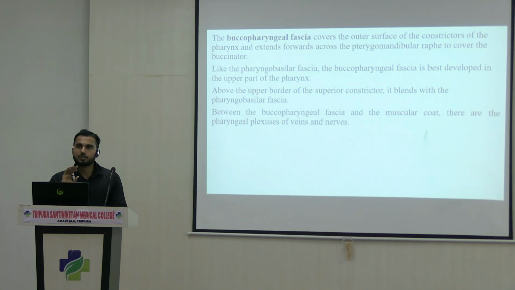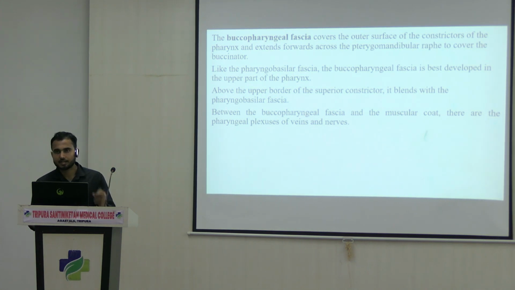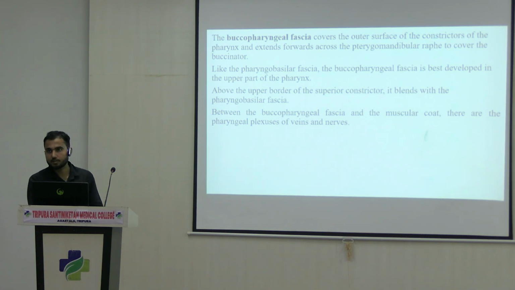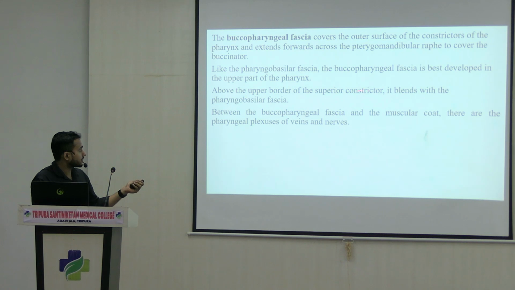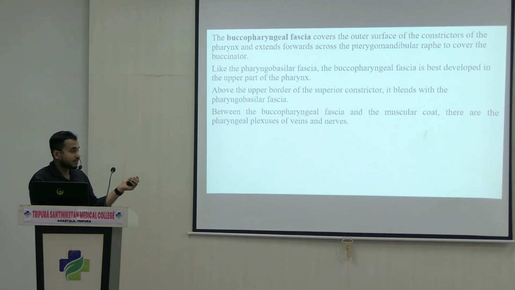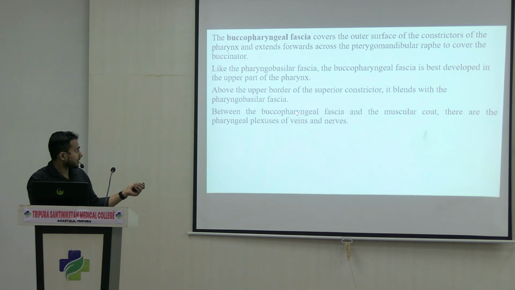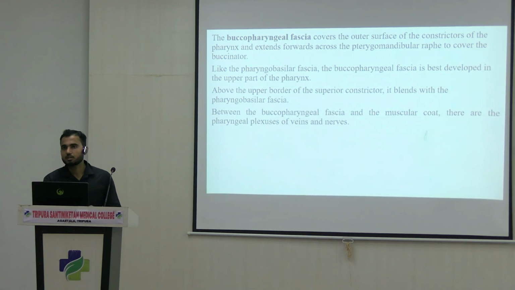Now when it is extending anteriorly, it has to cross the pterygomandibular raphe, and then it covers the buccinator muscle. This buccopharyngeal fascia is best developed in the upper part of the pharynx, and on the upper border of the superior constrictor, it blends with the pharyngobasilar fascia. So both fascias just above the superior constrictor blend with each other. Now in between the buccopharyngeal fascia and the muscular coat, what is present? The pharyngeal venous plexus and pharyngeal plexus of nerves are present.